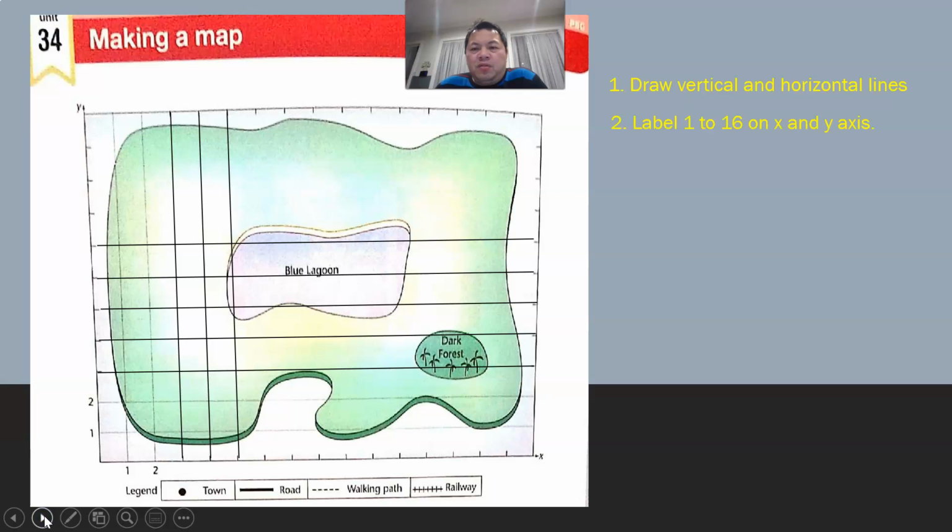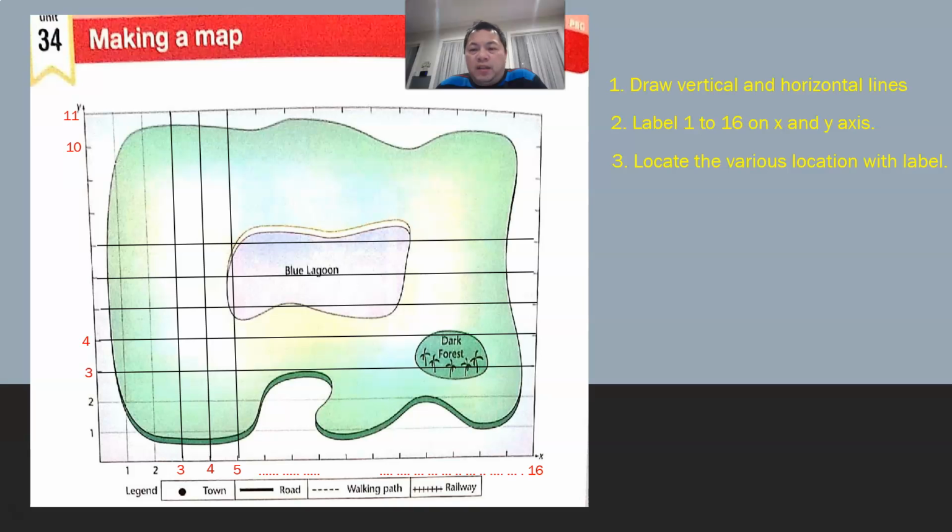So label them from 1 to 16. The x-axis 1 to 16, 3, 4, 5, 6, and so on and so forth until 16 is the last one. And then the y-axis, doing the same thing, 3, 4, all the way to 10, 11. So all the way up you have to label all of them. That's the two things that you need to do.